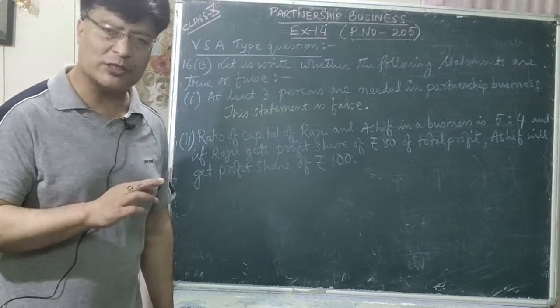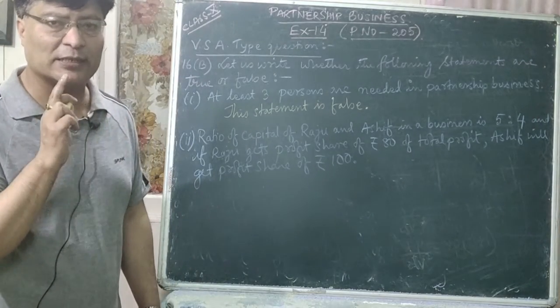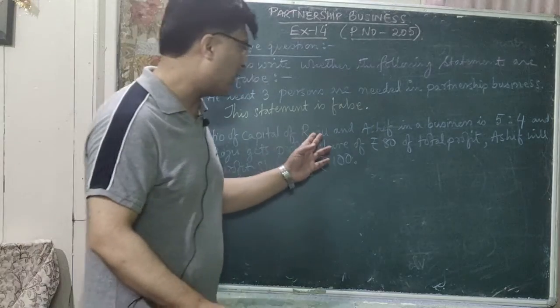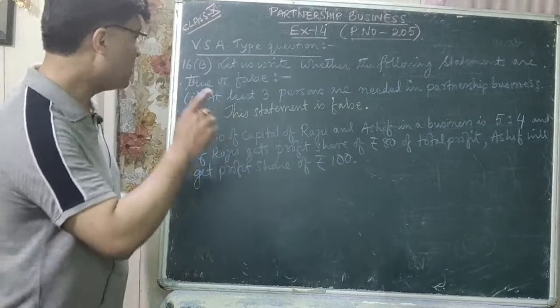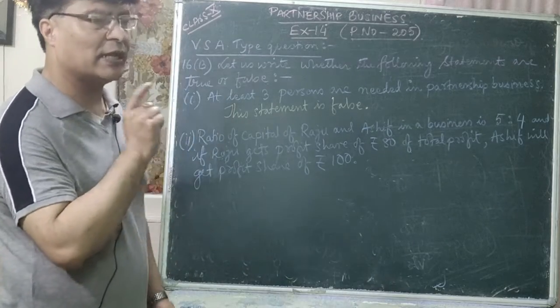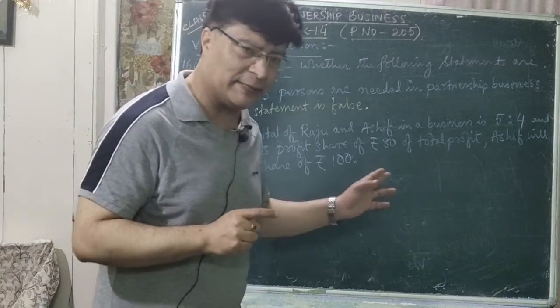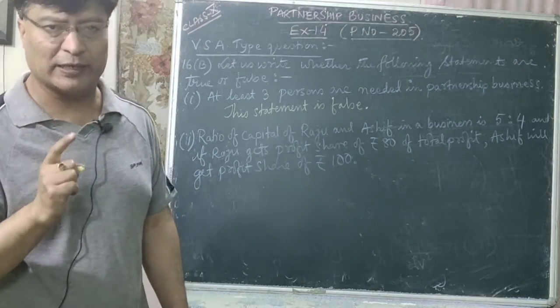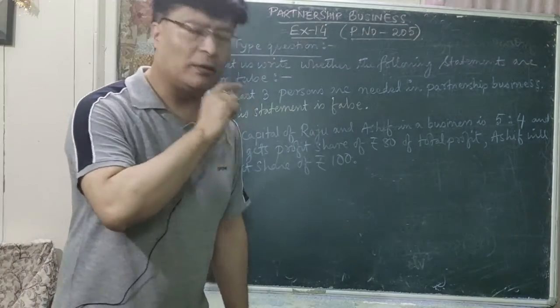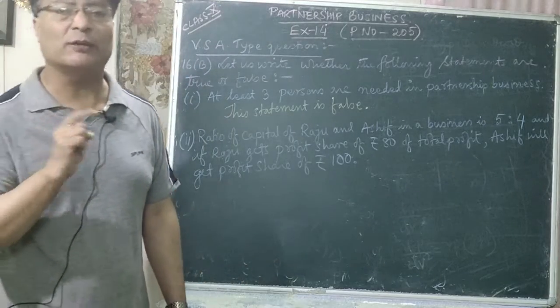So what is given in the question? Ratio of capitals is given for Raju is to Asif, which is equal to 5:4. So if Raju gets a profit share of rupees 80, then Asif will get a profit share of rupees 100. So whether the statement is true or false, you have to check it.